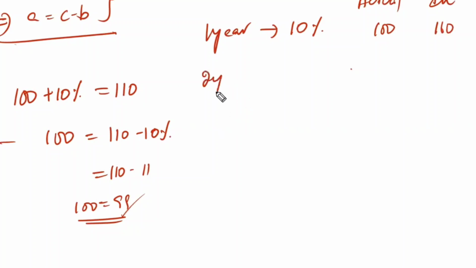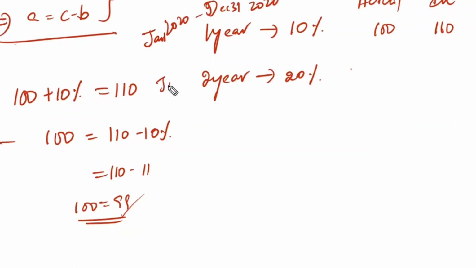Now, in the second year, you have got 20%. 20% means from where is it rising? In the second year, what is the starting point? This is the starting point of the second year, right? Assume this is December 31st, 2020. Now January of the second year means January 1st of 2021. For the year 2021, this will be the input.